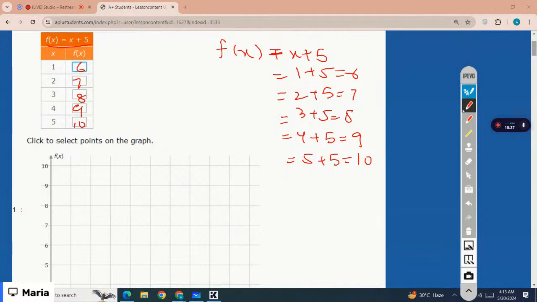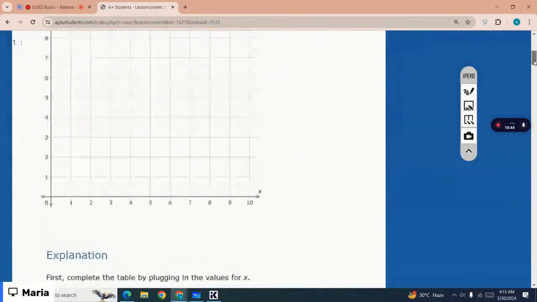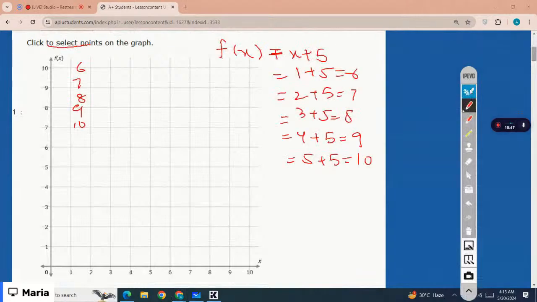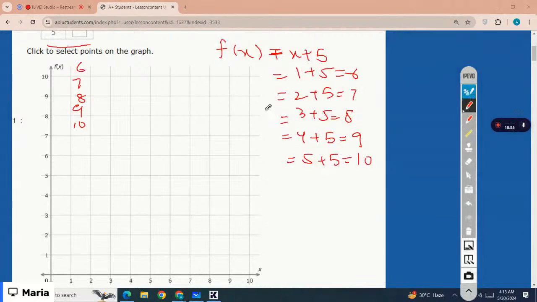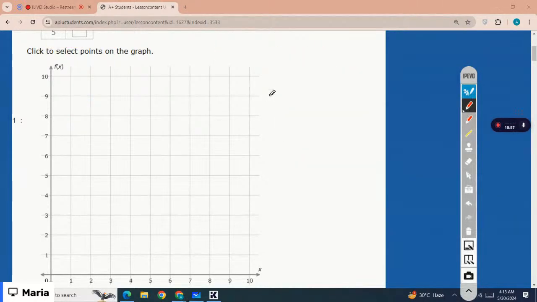So now you have to plot the graph. So now just use the table of values and plot the graph, right? The values are, I'm going to make the table again here, x and f of x. X is 1, f of x is 6, x is 2, f of x is 7, x is 3, f of x is 8, x is 4, f of x is 9, and x is 5, f of x is 10. So let's just start.